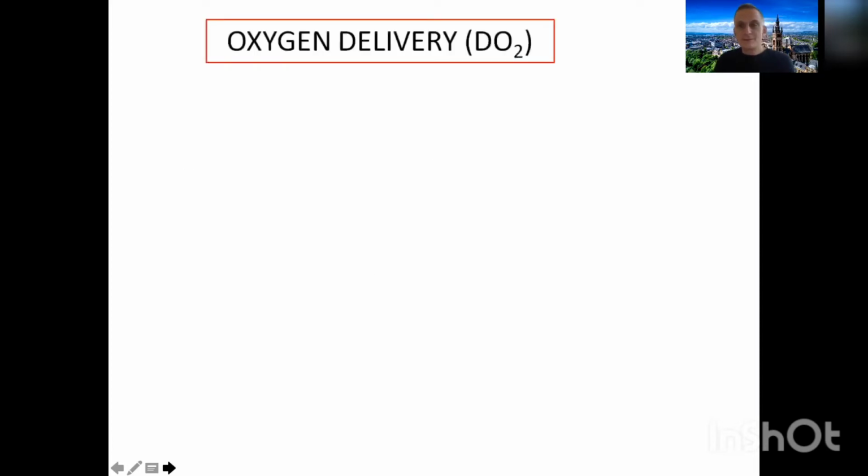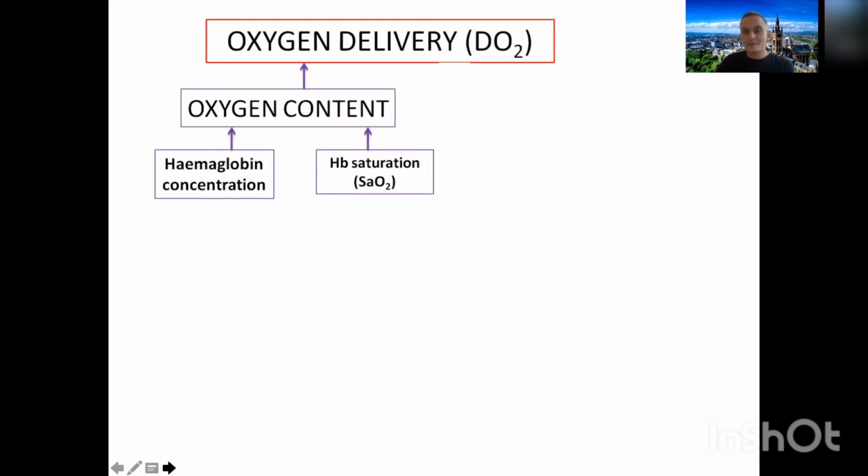So the function of the circulation, of course, is oxygen delivery. It's there to get oxygen from the lungs to the tissues to be used for aerobic metabolism and energy generation within the tissues. And of course, oxygen delivery is dependent on oxygen content of the blood. And as you all know, oxygen content of the blood depends on hemoglobin concentration and the oxygen saturation of that hemoglobin as well. So oxygen content is going to be an important factor in circulatory function.